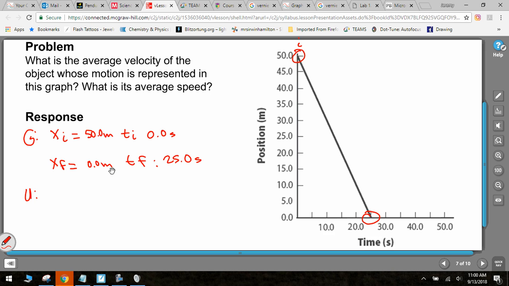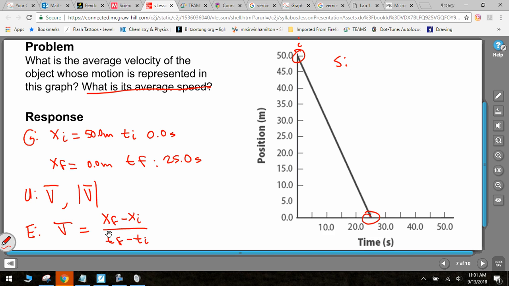Okay, so what are my unknowns? Average velocity is the first thing, v bar, right? And then after that, what is the average speed, which is just the magnitude of v bar, right? Okay, well, my equation for v bar is v bar equals x final minus x initial over t final minus t initial.